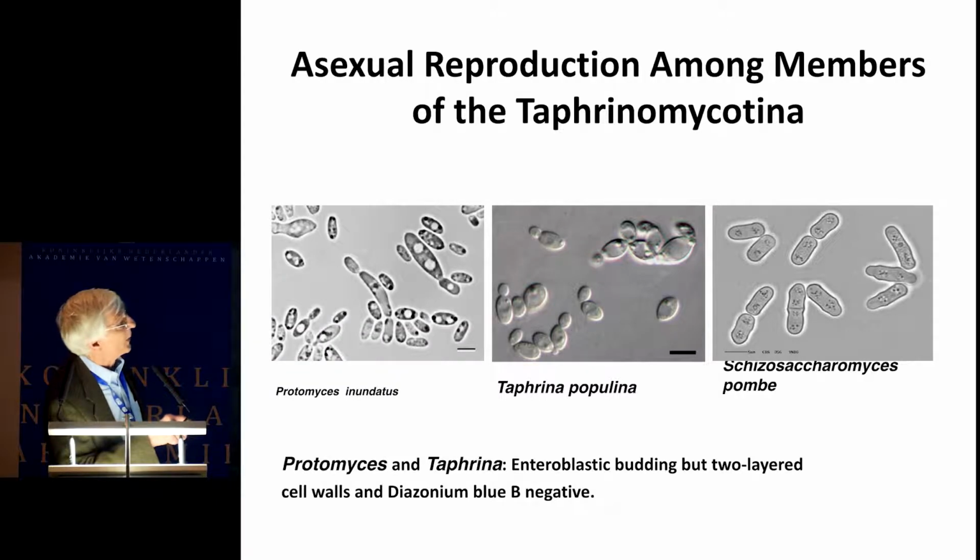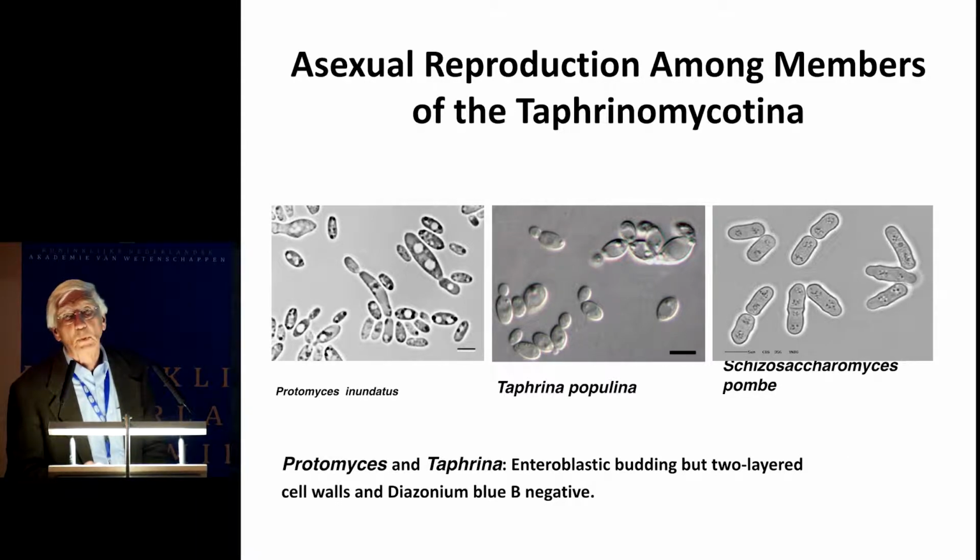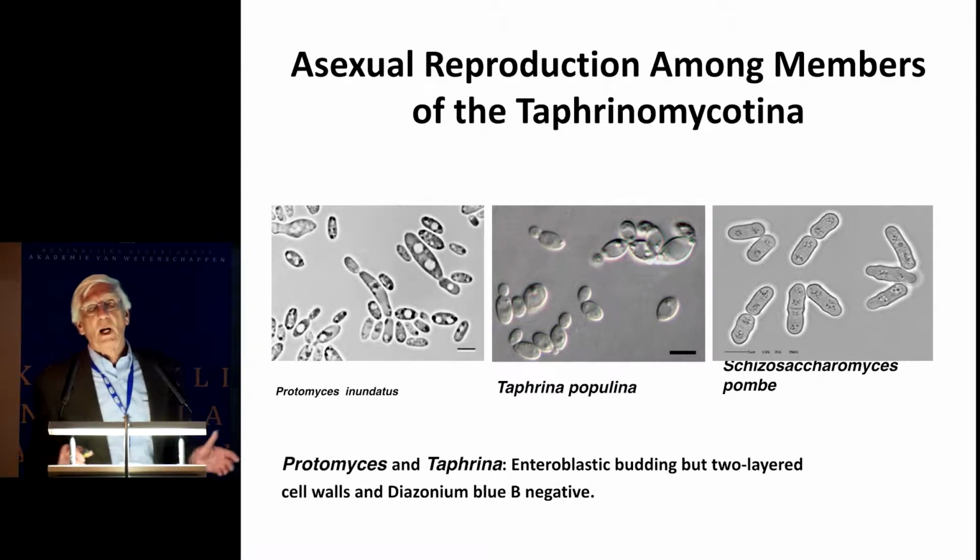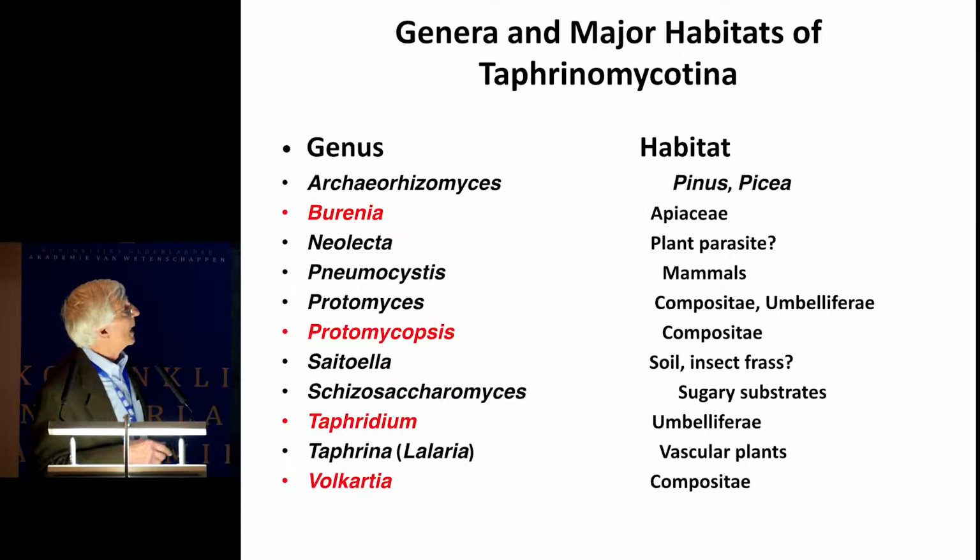And the interesting observation from Sugiyama's lab that enteroblastic budding was the norm for Protomyces and Taphrina, but instead we have the typical ascomycete two-layered cell wall, and it's also Diazonium Blue B negative. So is that enteroblastic budding a carryover from the common ancestor of Ascomycetes and Basidiomycetes? We don't know, but it's interesting.